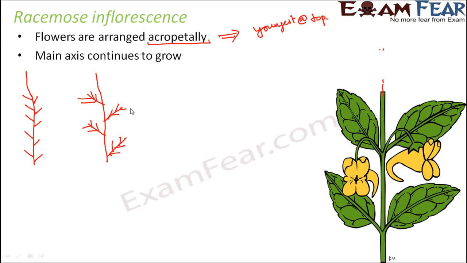Again, there could be another formation where the main axis is not very long, the main axis is small, but the flowers which are formed are somewhat like this. These axes are very long. So the flowers actually are no longer than the main axis. So these are all here. In this case, the main axis is short. So these are some of the examples of racemose inflorescence. This is how racemose inflorescence looks like.